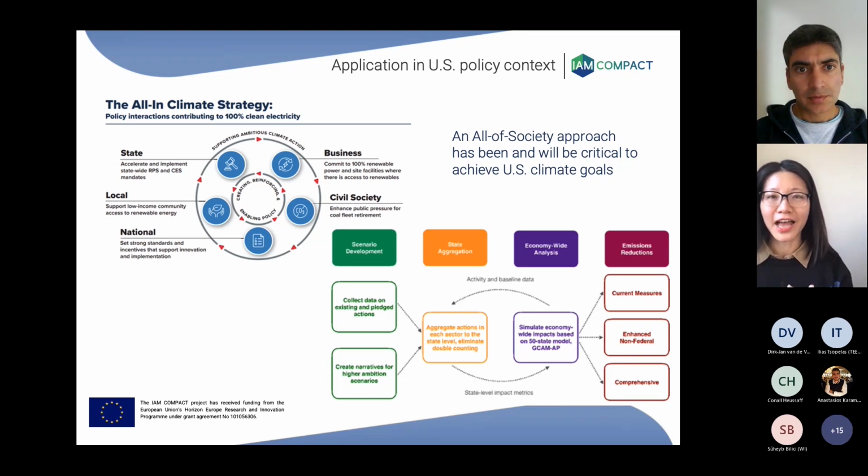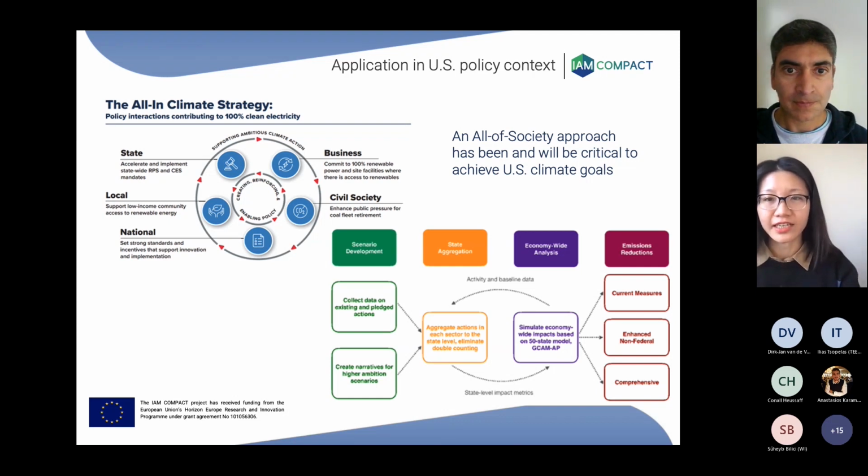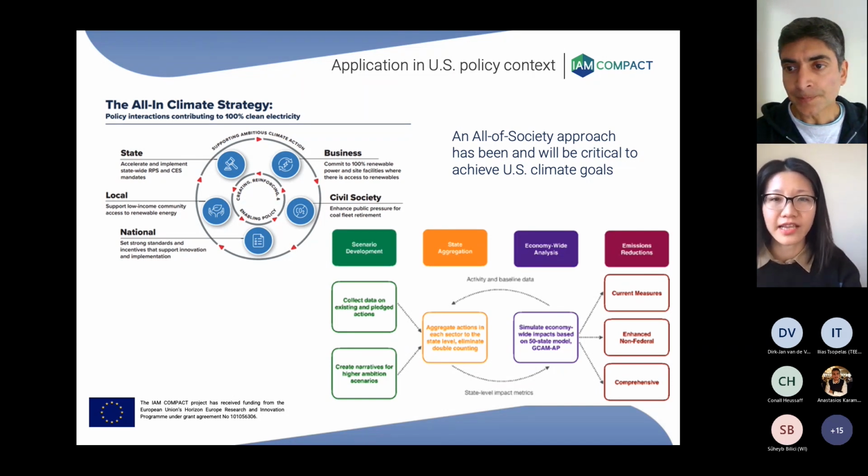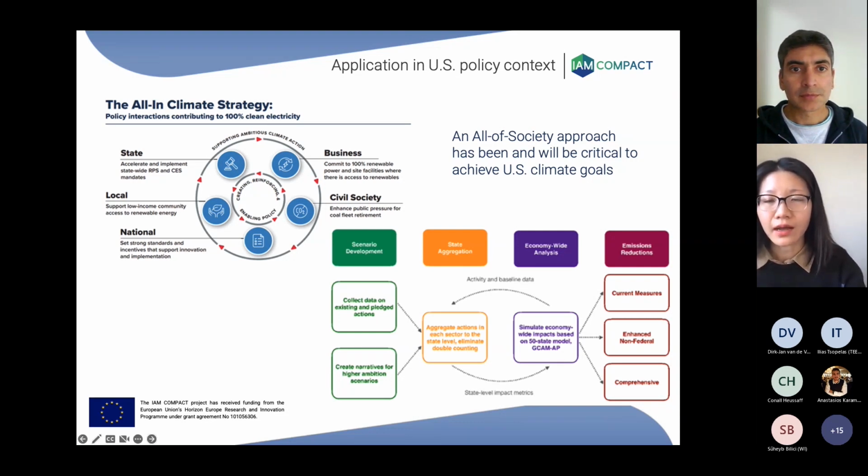All of those players we try to model in GCAM USA, because in the US, if you have some knowledge about our political system, the national government can only do so much. A lot of the bottom-up climate action has been driving much of the U.S. climate action, especially when the federal government was not engaged on the climate agenda. But now, all of society is working towards the same goal. So we developed a policy platform including all the players, and we try to model their specific policies and their specific targets.